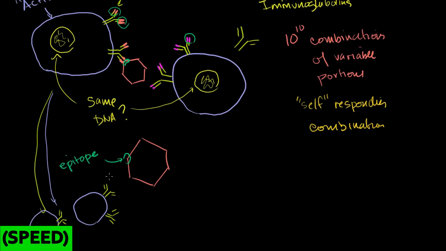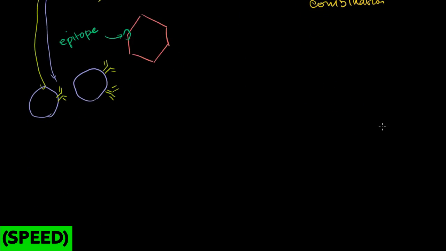And they also differentiate. Differentiate means they start taking particular roles. So there's two forms of differentiation. So many hundreds or thousands of these are going to be produced. And then some are going to become memory cells, which are essentially B cells that stick around a long time with a perfect receptor on them, with a perfect variable portion of their receptor on them.